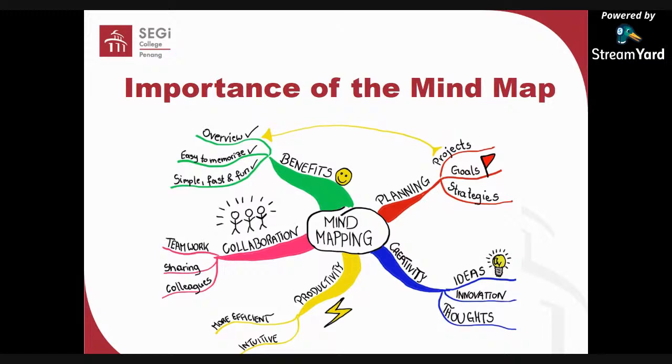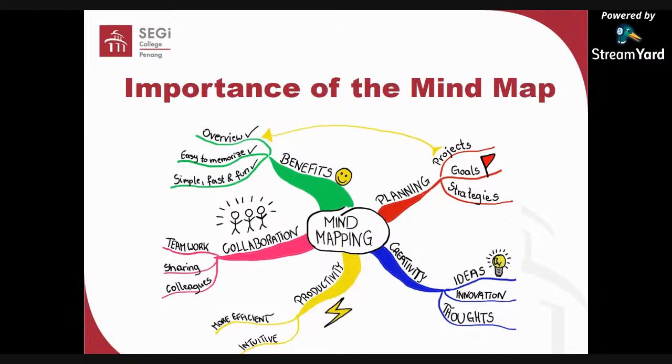Next, the second benefit: it is easy to memorize. Like what I shared with you just now, text is hard to memorize. Using this mind map, it is easy to study. The third is simple, fast, and fun. It is very simple to understand, fast for your revisions, and sometimes you can do the drawing, which is quite fun. So this is the benefit of the mind map.